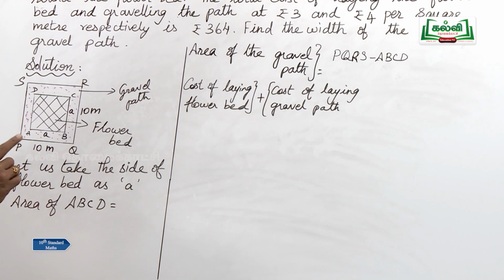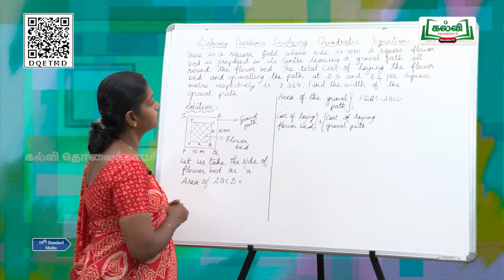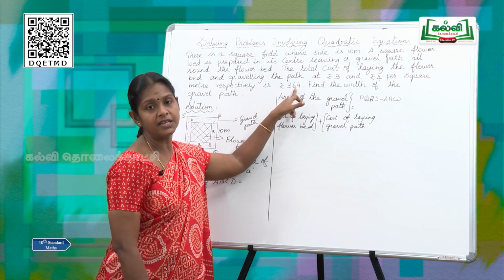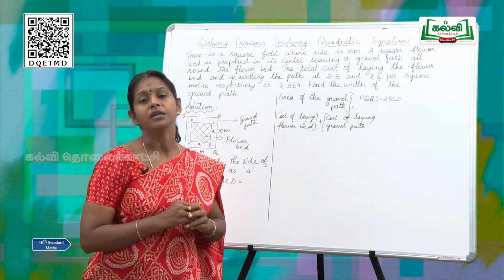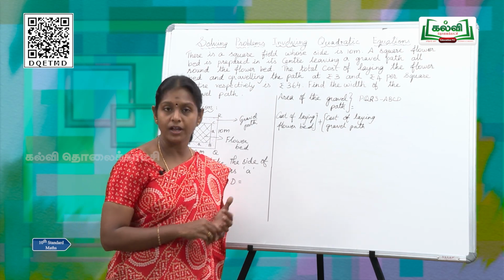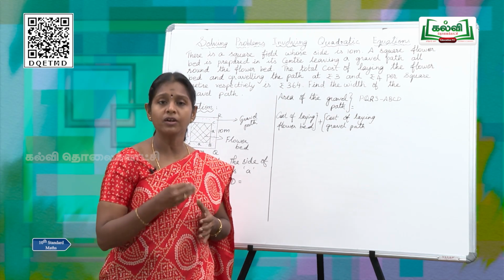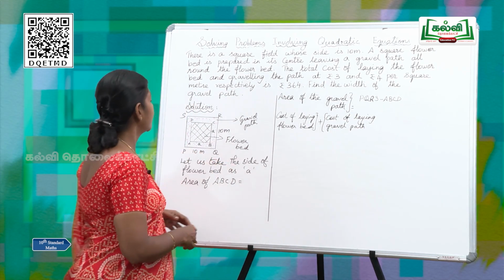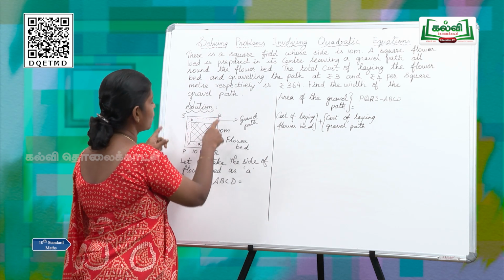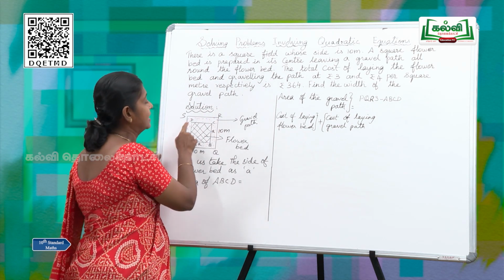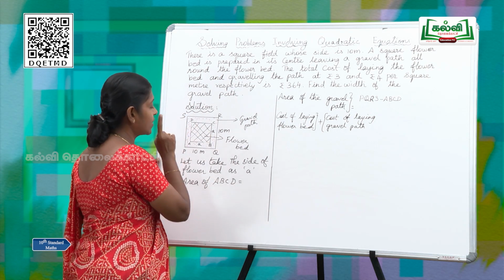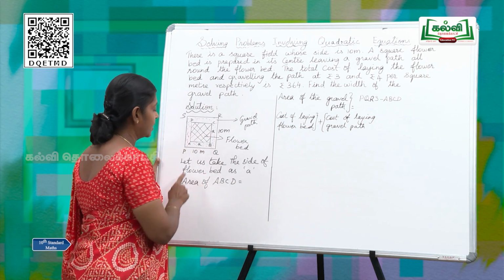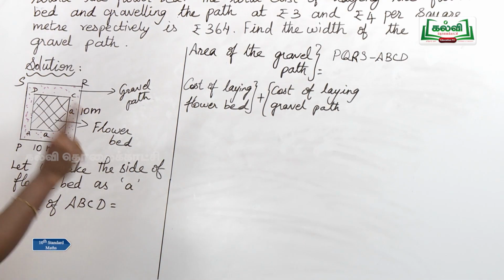So, see the difference between the cost of the flower bed and graveling path. Totally they spent 364. So, first we should know the area of the square field, the area of the flower bed and the graveling path. From that only we can find the answer. Now, listen, this is the square field, and in the center there is a flower bed. So, first we have to find the flower bed. Let us take the side of the flower bed as a.